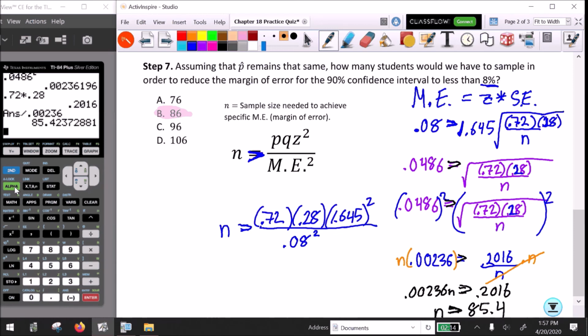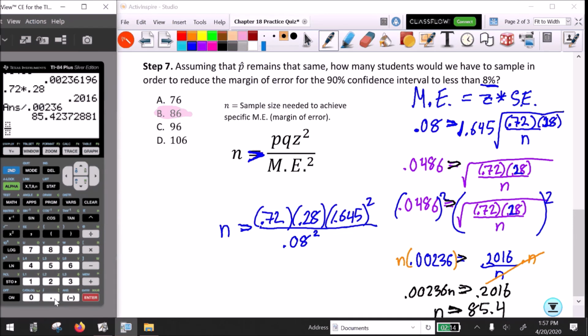Alright, so I'm just going to use my fraction bar, type this in exactly how it looks on my screen. 0.72 multiplied by 0.28 multiplied by 1.645 squared divided by 0.08 squared, and we should get around the same result that I have above this, that 85.4. Let's see how close we get. 85.239. So this is the exact result.